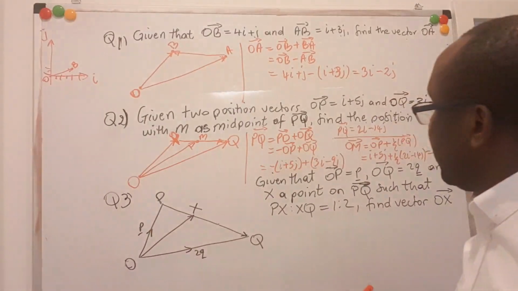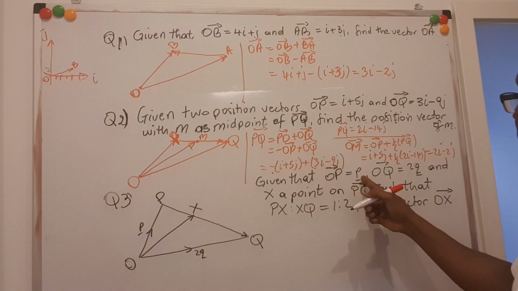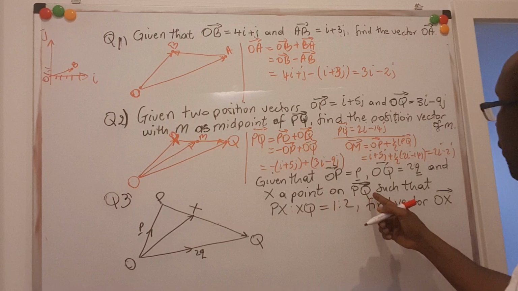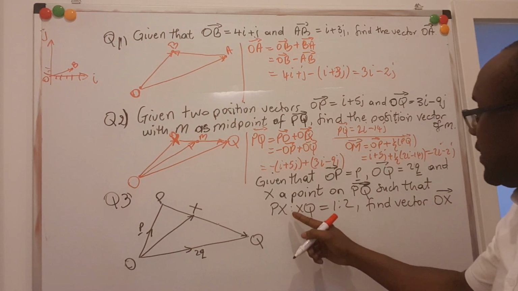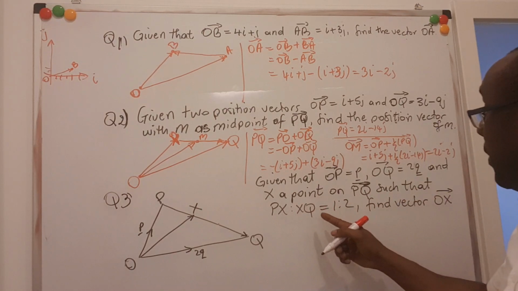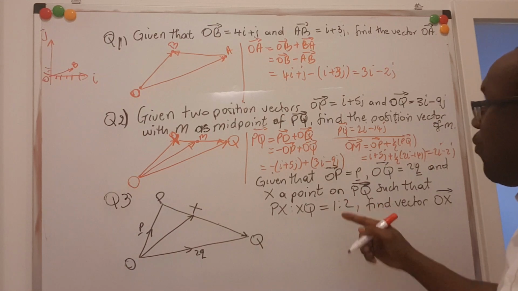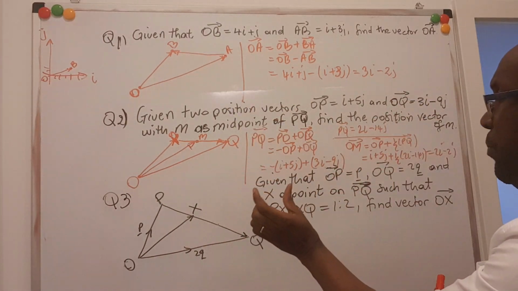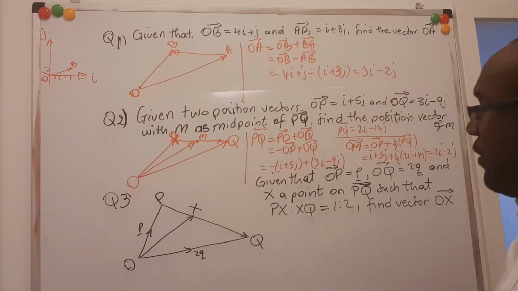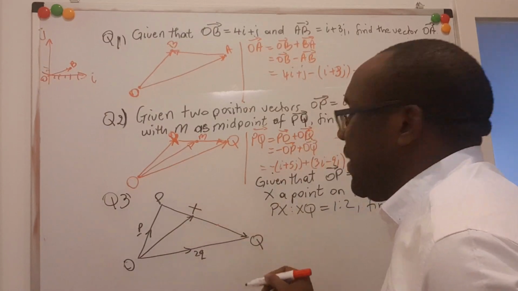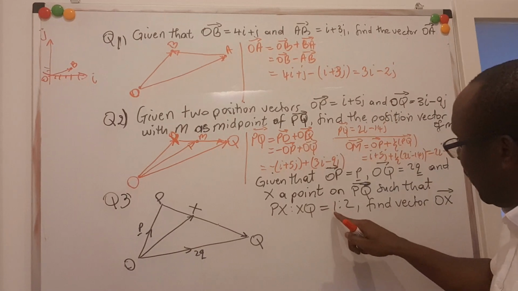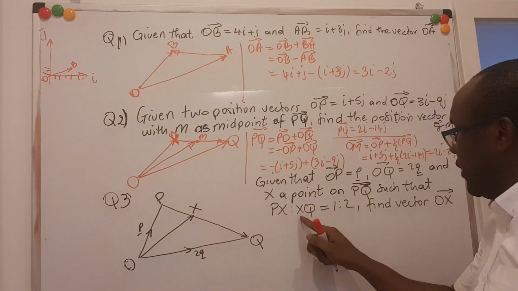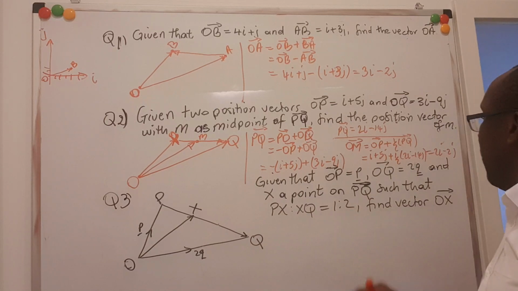Question number 3 says, given that OP is equal to p, OQ is equal to 2q, and X is a point on PQ such that PX to XQ is in the ratio of 1:2. So you divide the line PQ in such a way that the part PX is 1/3 of the whole. It means we divide into 3 pieces. PX is 1/3, because you have 1 divided by the sum of these 2. And XQ is 2/3, 2 divided by 1 plus 2.